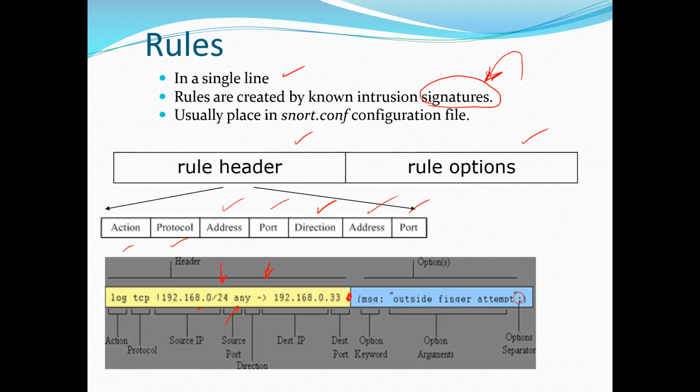And then over here in the options section, you might have the option keyword. So this is an example. You can see we have "outside finger attempt." So the option arguments indicate kind of the name of the attack. And then these can be separated by semicolon. So you can have more information in there. So this is called an options separator. Okay? And so this is what you will be reading.